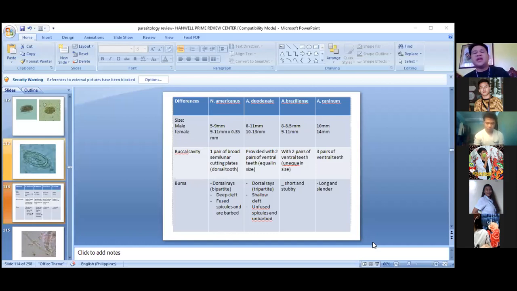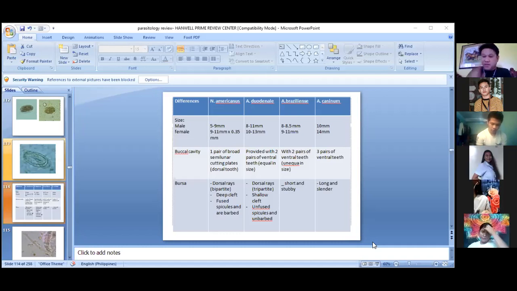Okay. So, for Necator americanus, you'd have bipartite dorsal rays. It would have a deep cleft. Ibig sabihin, the union between the bursa is masyadong malalim. Deep cleft. Okay? Hindi siya katulad ng duodenale, shallow cleft. Yung isa, deep cleft. Naintindihan? And then, obviously, the most important structure there would be your spicule, the copulatory organ, yung titi niya. And Necator americanus would have fused or barbed.